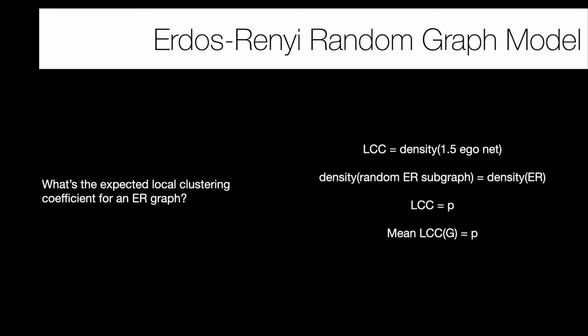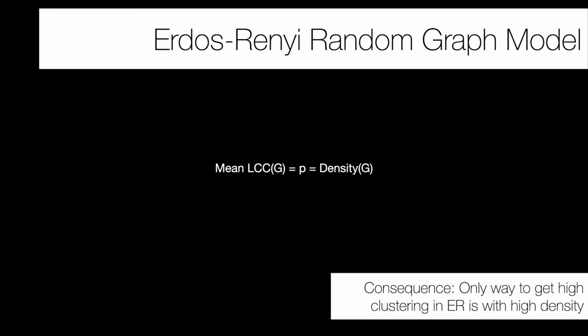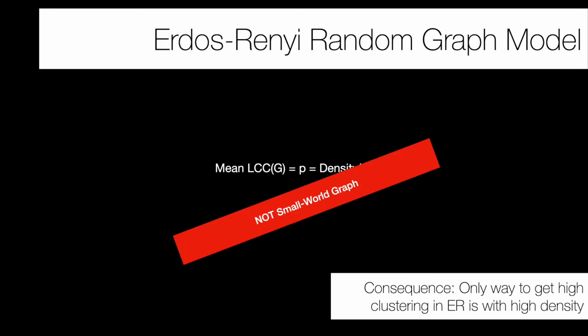But this means that the mean local clustering coefficient for a given graph is the density of the graph. And since these two are the same, the only way we can get high clustering coefficients for ER graphs is by having dense graphs, which is the opposite of a small world graph. We want a small world graph to have high clustering coefficients, but low density. We want them to be sparse graphs. So Erdos-Renyi graphs, these random graph models, actually cannot be small world graphs.